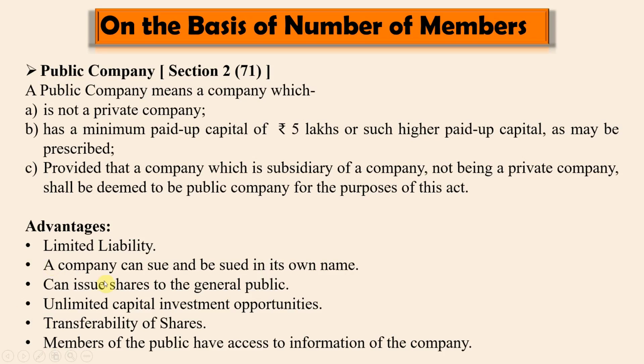Okay. The next point is a company can sue and be sued in its own name. So it means as a separate legal entity, that is an imaginary person, the company can sue and can be sued outside of its owners. Okay. Now comes can issue shares to the general public. See, public companies are allowed to issue the shares to the general public. Means the general public like us, we can subscribe to the shares of a public company.